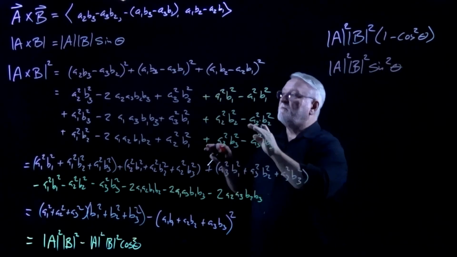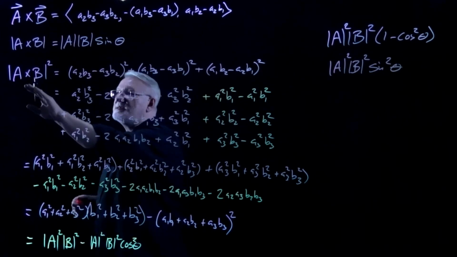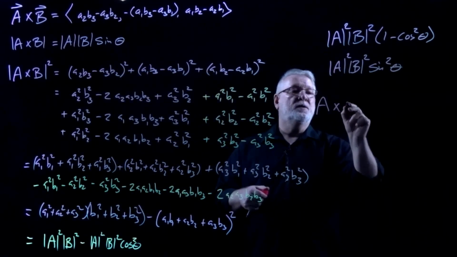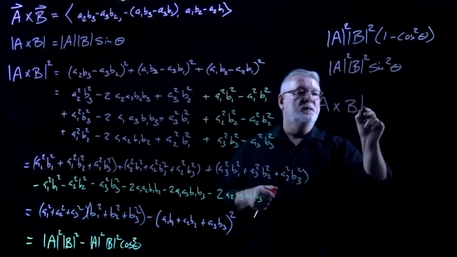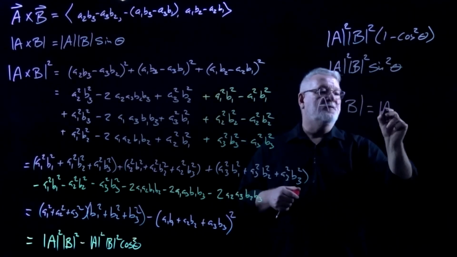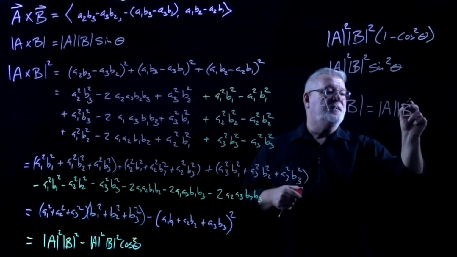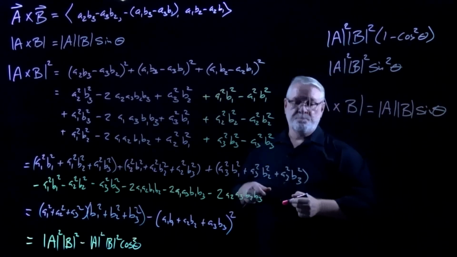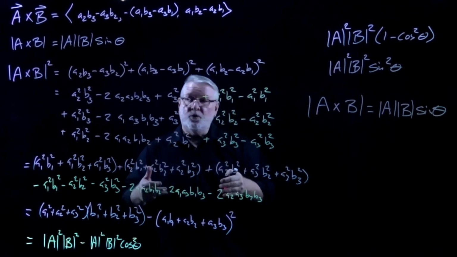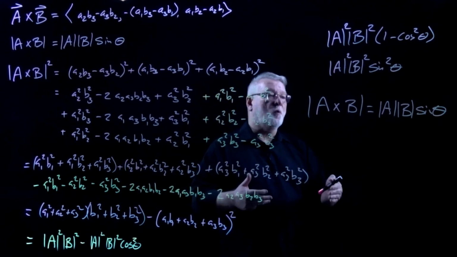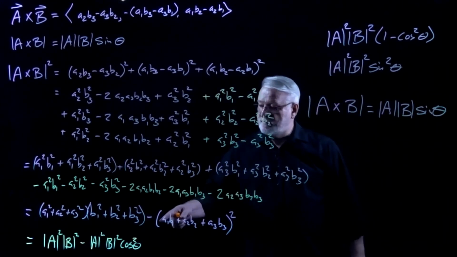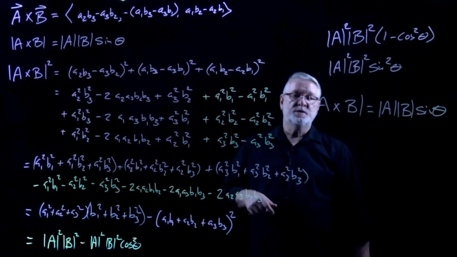And remember, all of that began as the square of the magnitude of the cross product. So now we have our answer. The cross product's magnitude is equal to the magnitude of A times the magnitude of B times the sine of the angle between them. And there's the proof or derivation of why the magnitude of the cross product depends upon the sine, whereas the magnitude of the dot product, of course, depended on the cosine.